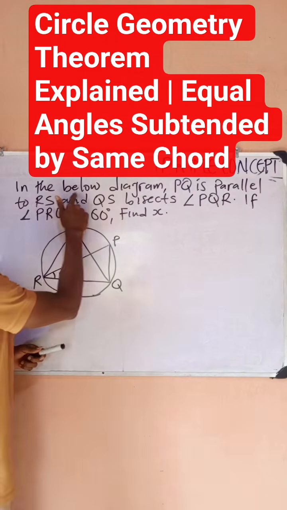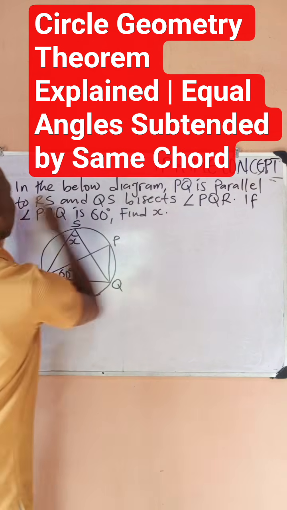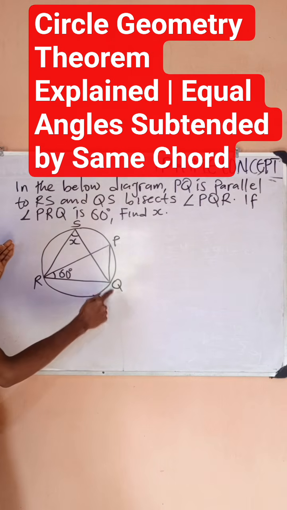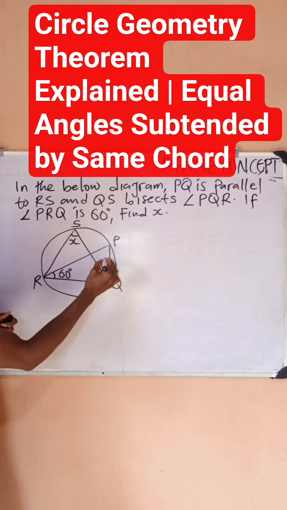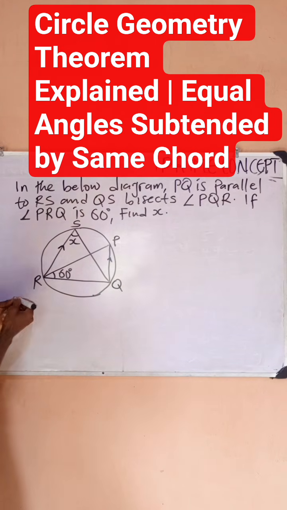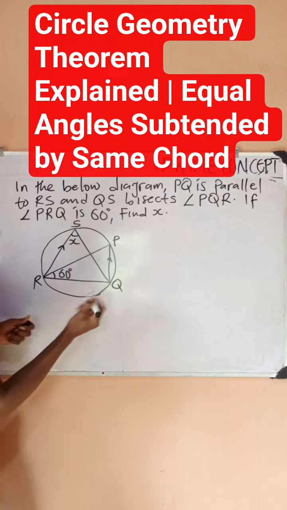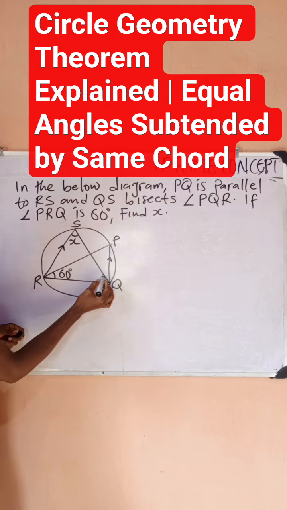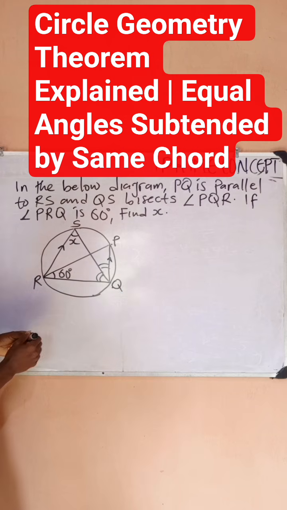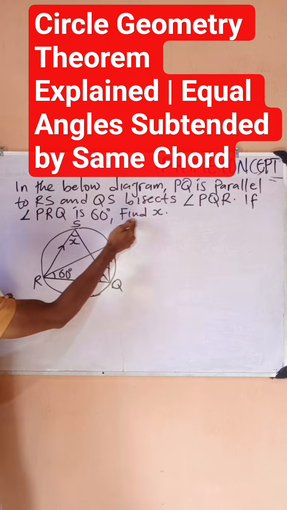They said in the below diagram, which is this, PQ is parallel to RS. Where's PQ? This is PQ. So this line is parallel to RS, even though I didn't draw to scale. That is to say, this and this are parallel. And then QS bisects angle PQR. So that is to say, this line QS bisects PQR such that this angle is equal to this angle. That's what it means, right? Now the question says angle PRQ is 60 degrees, find X.